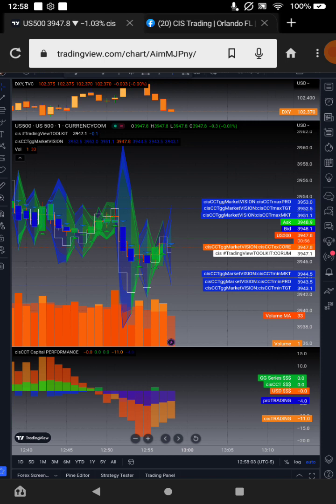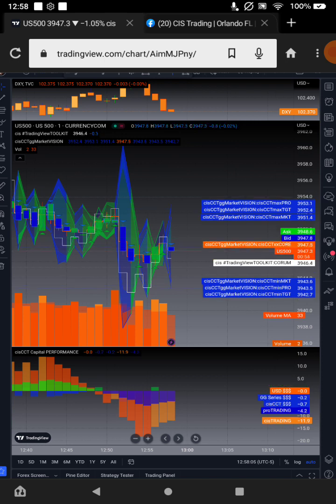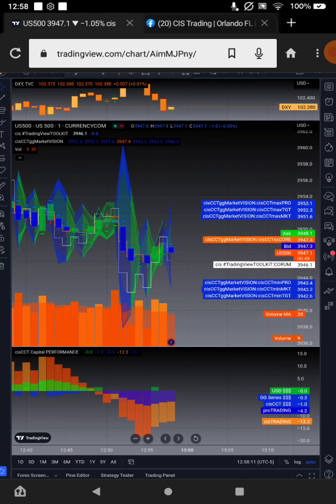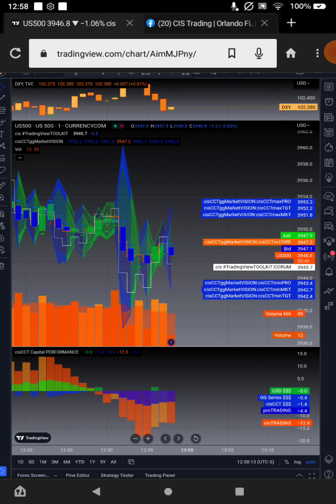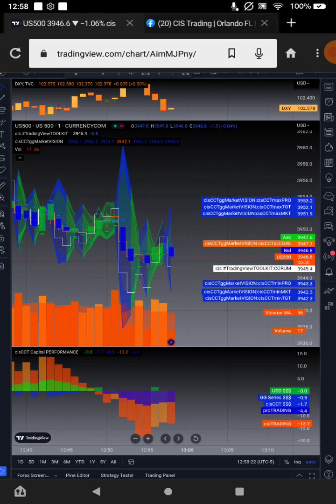And you can kind of see with the cloud in behind the market vision indicator, the blue and green cloud that's in behind it, you can see as it kind of approaches those zones and areas. You see how we pushed up into that dark blue zone in the previous candle. Now we're showing the 3-bar algorithm short, but we don't have that on our capital performance indicator lower.